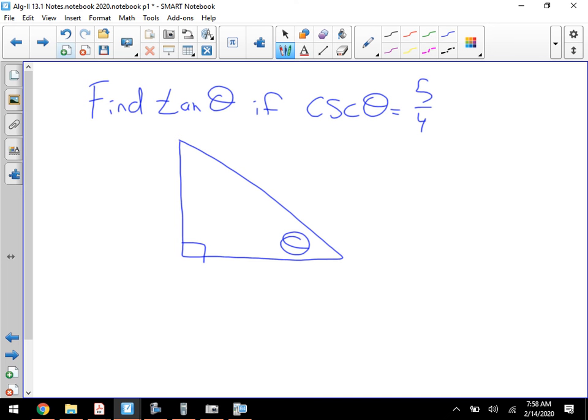Okay? Cosecant is the reciprocal of sine. So if sine is opposite over hypotenuse, cosecant would be hypotenuse over opposite. So I know this is hypotenuse over opposite. So according to my diagram, my hypotenuse is 5, my opposite is 4. What am I missing? 3. So what's your tangent of that value? 4/3. Okay. That's where this comes into play. Not terrible?